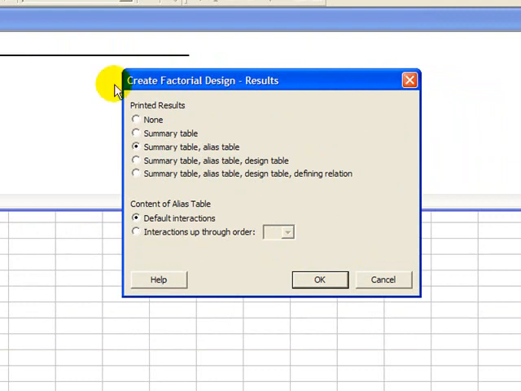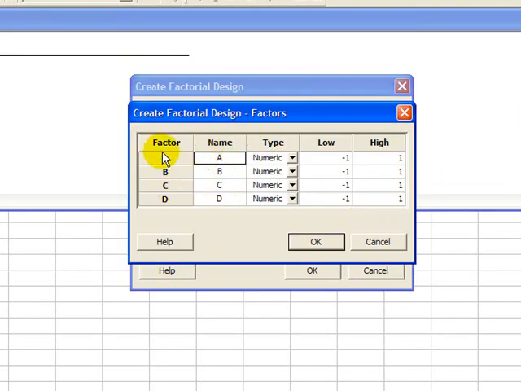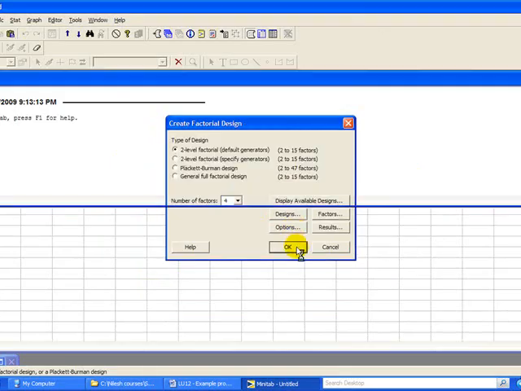Results, there's nothing, it's all okay. Factors, now see here we have A, B, C, D. We can change the names, we can give names to each factor, but I'm going to keep them as they are. Then I can select the type of each factor. I'm going to keep it numeric, it doesn't matter. And you can see in Minitab, -1 is used to show the low level of a factor, and +1 is used to show the high level of a factor, and we can see 4 factors here, so that's fine. And I'm going to click OK.